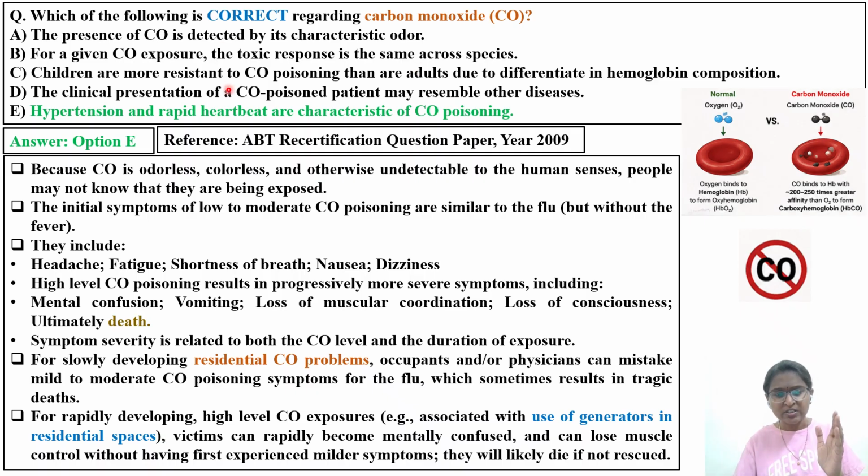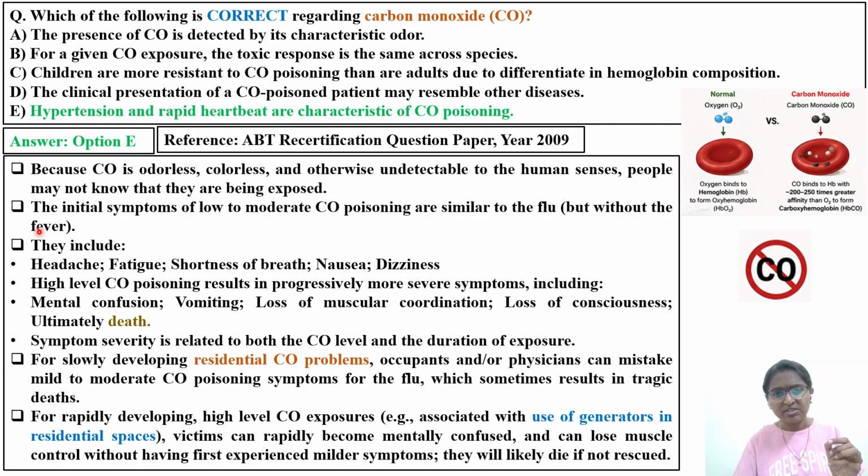Okay. Because carbon monoxide is odorless, colorless, and otherwise undetectable to the human senses, people may not know that they are being exposed. Even if there is a workplace or a certain area where carbon monoxide leakage is there, still people will not be able to identify it because it doesn't have any smell, it is colorless, and our human senses cannot identify it.